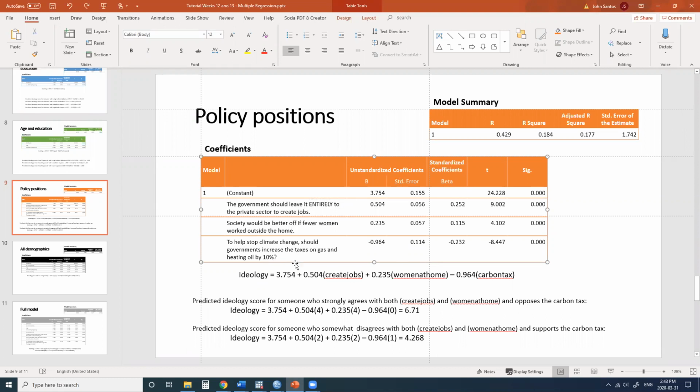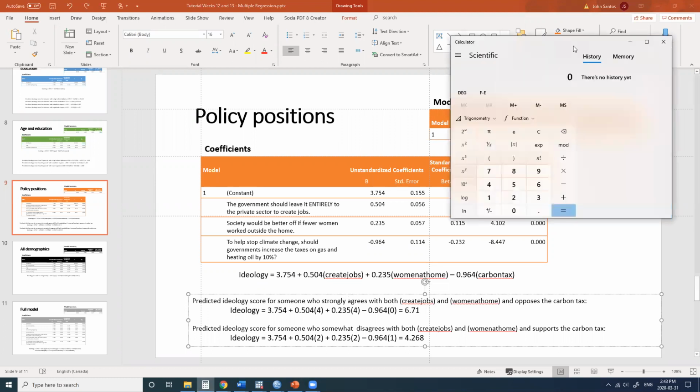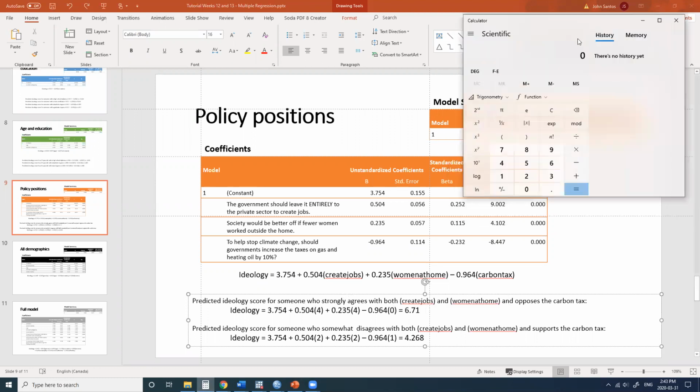And so this equation would be 3.754 plus the product of 0.504 times 4 plus the product of 0.235 times 4 minus the product of 0.964 times 0, right? So this gives you a score of 6.71.